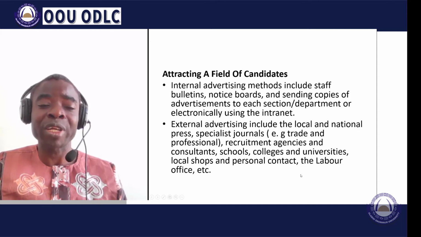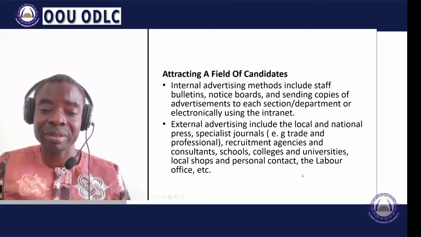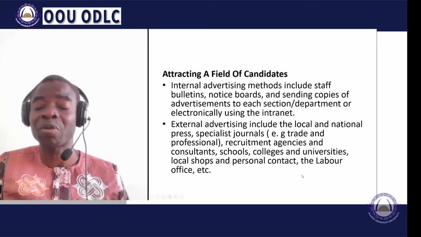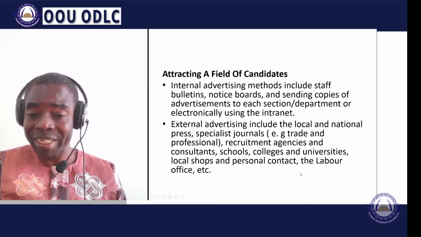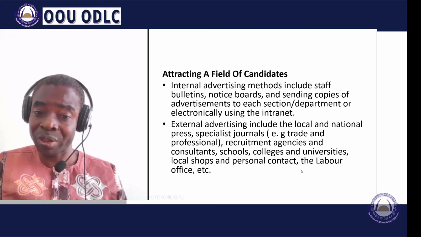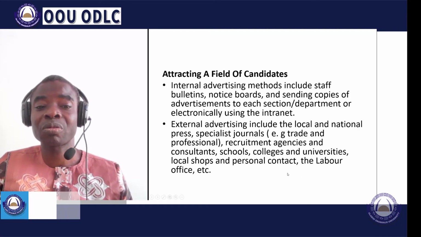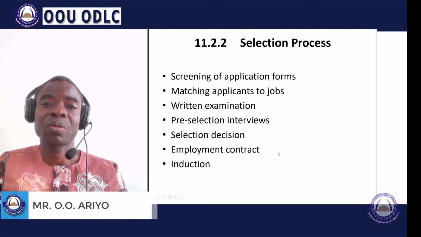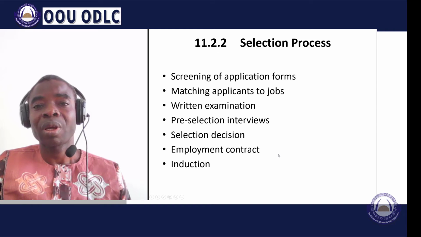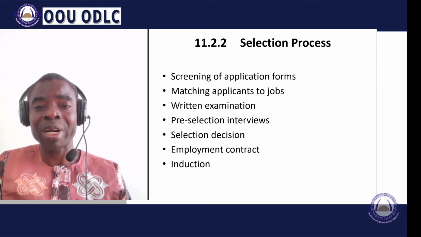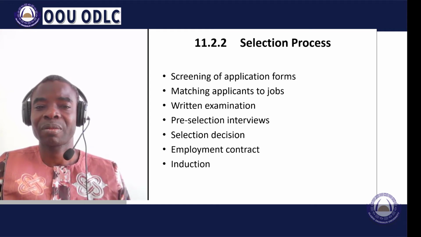But for the external advertising, that includes both local and national press, specialist journals, that is trade journals or professional journals, which can also be used depending on the post you are advertising. Recruitment agencies can be used, consultants, schools, colleges and universities, NYSC offices, local shows, personal contact, labor office, and so on and so forth. So by the time you do that, you see different categories of candidates responding. That is the recruitment. After you already have a pool of candidates, then the selection process begins.